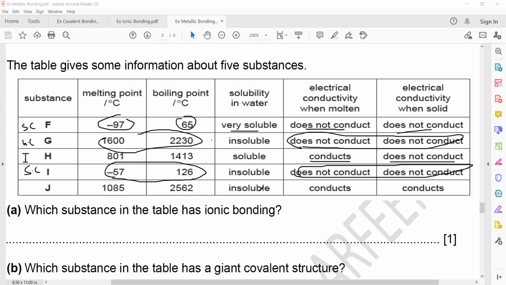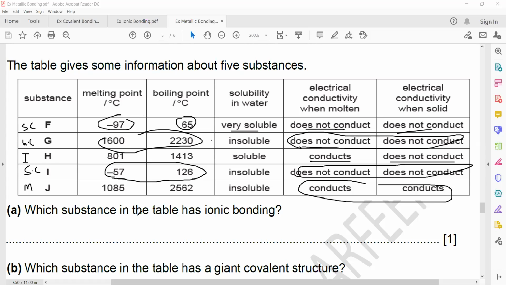And high melting and boiling point, insoluble, conducts electricity in both molten and solid state. What could this compound be? Metallic compound or metal. Basically, metals are normally elements, so it's a metallic element, and the others are compounds because they are groups of different atoms. So we identify F is simple covalent, G is giant covalent, H is ionic, I is simple covalent, and J is metallic.